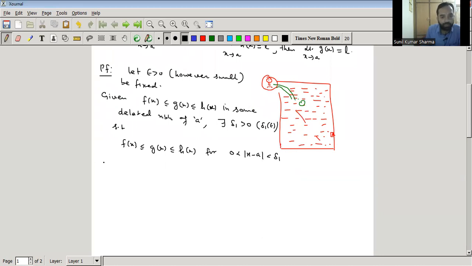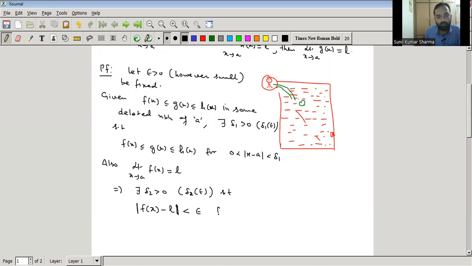Also given that limit x goes to a, f of x is equal to L. So this implies, given epsilon greater than 0, there exists a positive real number delta 2 greater than 0. Delta 2 depends upon epsilon, such that mod of f of x minus L is less than epsilon for 0 less than mod x minus a less than delta 2.